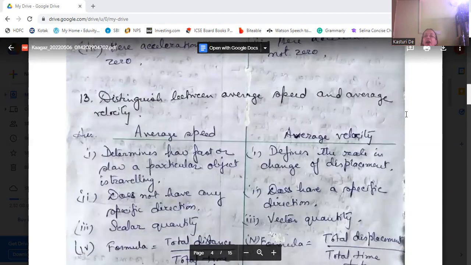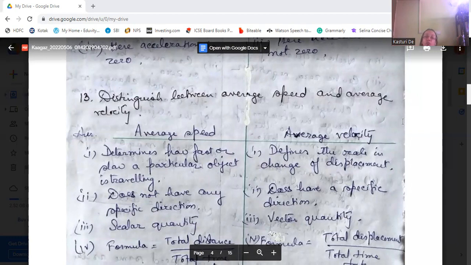Now distinguish between average speed and average velocity. Average speed shows how fast or how slow a particular object is moving, whereas average velocity determines the rate of change of displacement. Average speed does not have any specific direction, whereas average velocity does have a specific direction. Average speed is a scalar quantity, average velocity is a vector quantity.